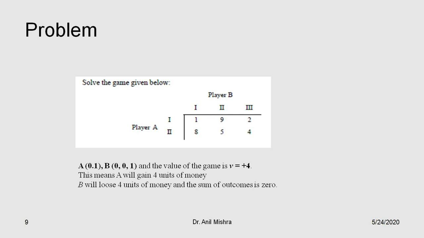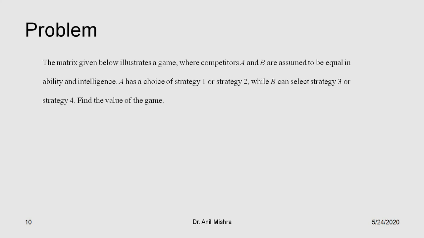Let's start with the second problem. Here it is a matching coins problem. In this case, a pay-off matrix is given to you, and player A has 2 strategies, 1 and 2, and player B also has 2 strategies, 3 and 4. Whatever the case may be, we have to remember the first and second strategy. Now, what is the value of the game?